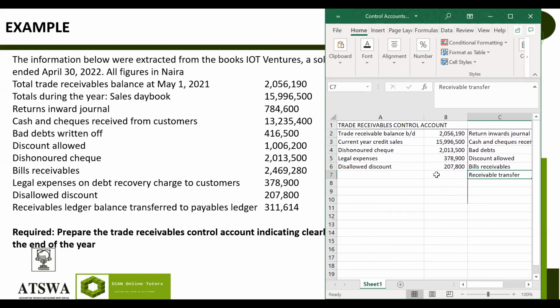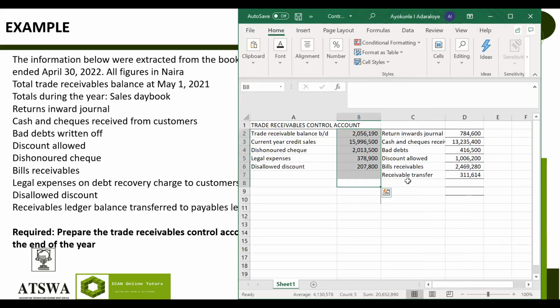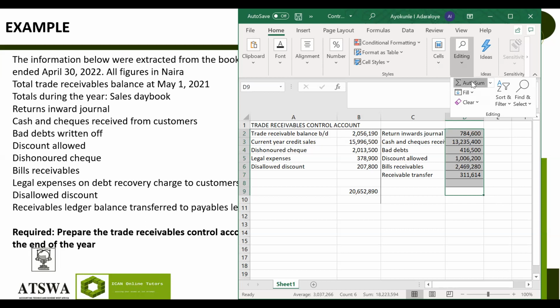So now we are going to sum both sides, the same way we do when we do our balancing. So you sum both sides and you pick the difference. The difference is usually supposed to be on the debit side. So let's sum this side first. If you sum this side, this is what you have. You sum this side. I hope you are following me.